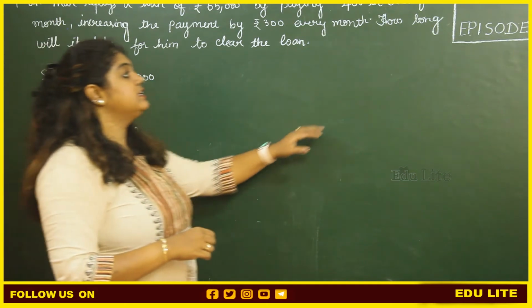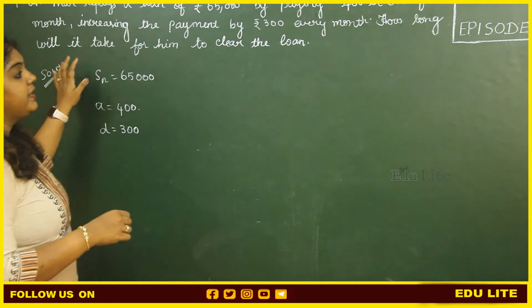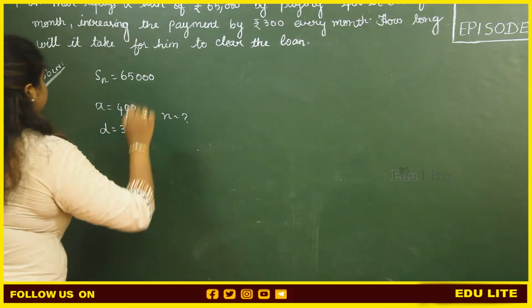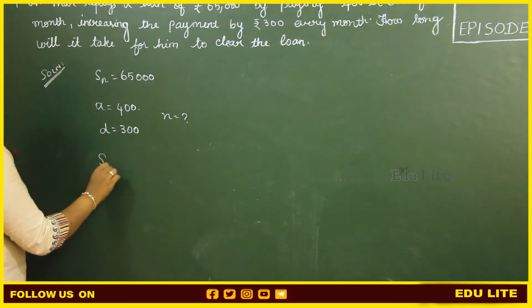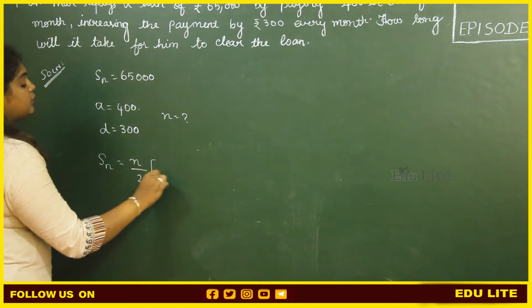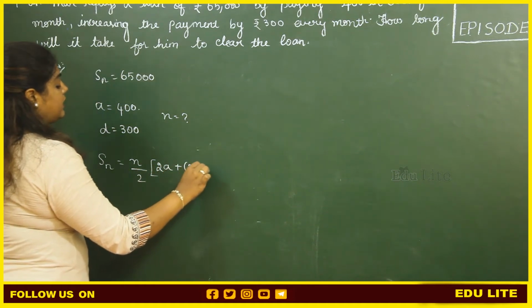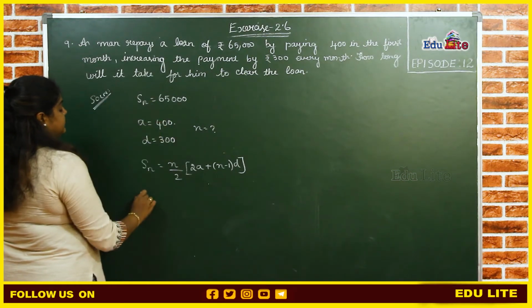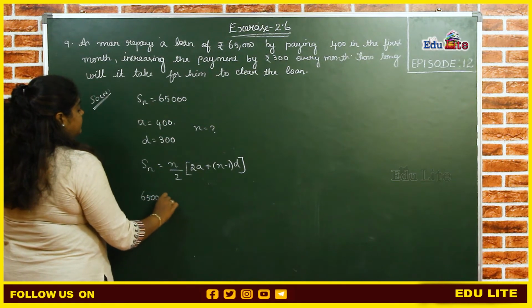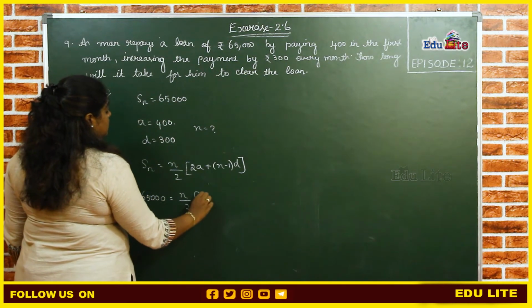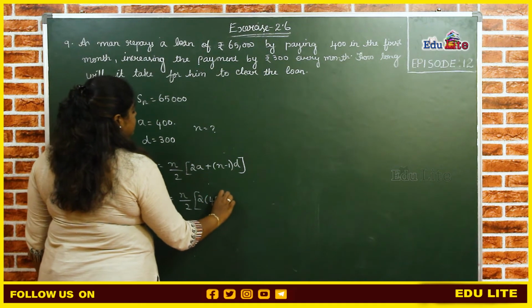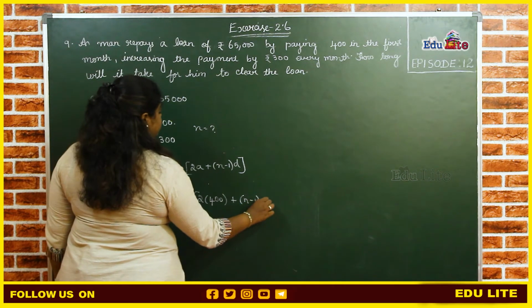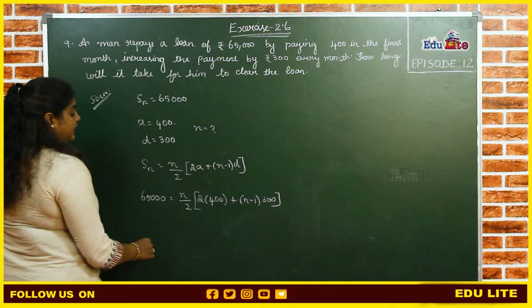Now, what we have to find is the value of N, which means how long it will take for him to clear the loan. Let us do it by using the formula Sn equals n by 2 into (2a plus (n minus 1) into d). Sn is given as 65,000, which equals n by 2 into (2 into 400 plus (n minus 1) into 300). Let us simplify this and find the value of n.